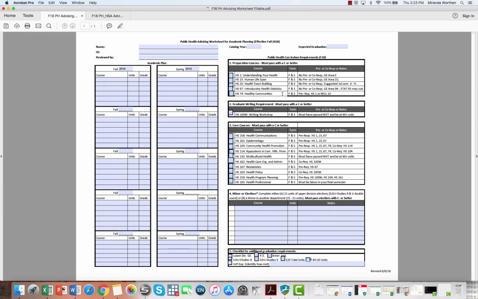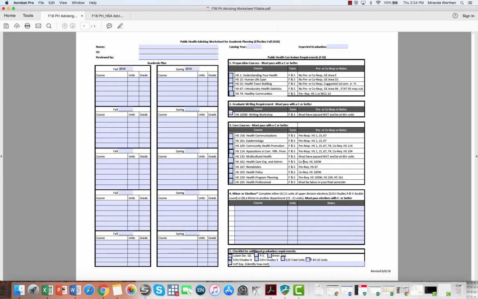For incoming freshmen, you will need to take each of these classes here. The way to understand this form is this is the name of the course. This is the term or semester that it's offered. Right now, all our classes are offered both semesters, in the major core and the prep. And this is where we have notes about the prerequisites, co-requisites, or just other notes. So for HS 1, you'll see there are no prerequisites or co-requisites, and it fulfills GE Area E.